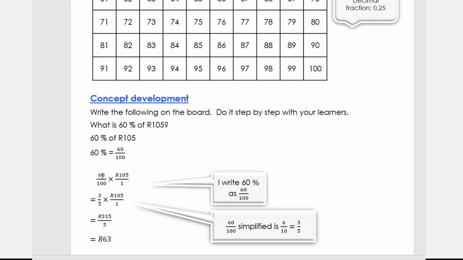What I did then is the 60 over 100, I simplified it because I saw 20 could go into 60 and 20 could go into 100. So it's 3/5. Then I multiplied the 3 with the 105 and the 5 with the 1, and we got 315. How many times can 5 go into 315? It goes in 63 times. You can say that 5 goes into 300 sixty times, and 5 goes into 15 three times, and that's where I get 63. So I want you to pause and do this example.